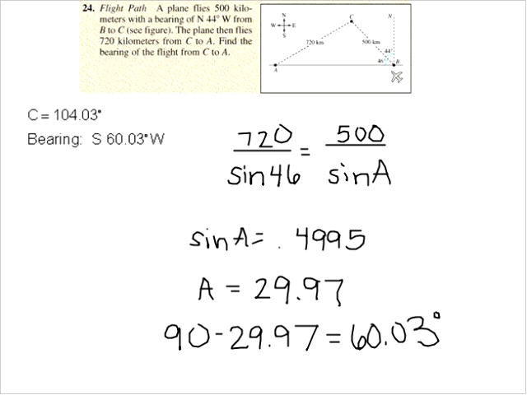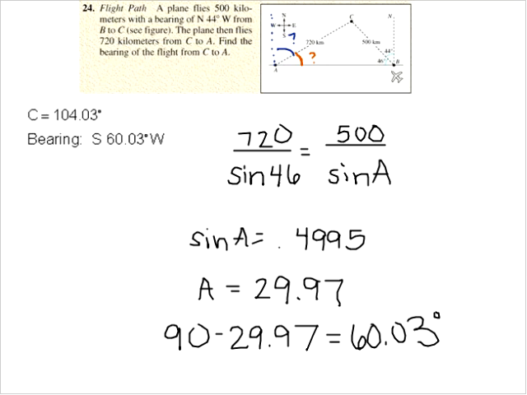So the next one here, we have this plane and we have basically this triangle that's drawn. We need to find the bearing of the flight from C to A. The bearing is actually talking about this angle right in here. In order to find that angle, we need to find angle A.